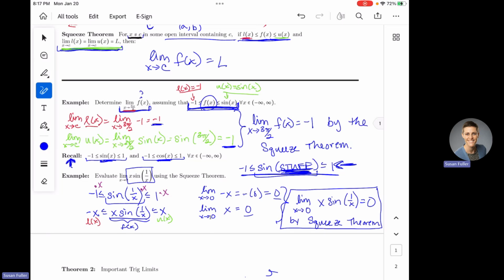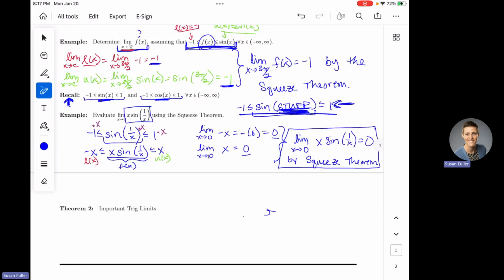So hopefully that makes sense and you can kind of play with that a little bit. And you can always let me know if that doesn't make sense or how I can clarify that for you. You're always going to start with just the sine of your stuff or the cosine of your stuff, and then add, subtract, multiply, or divide to turn it into the function that you're given. Okay, hopefully that makes sense.